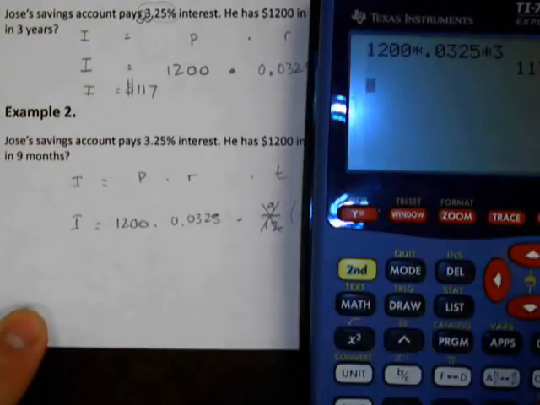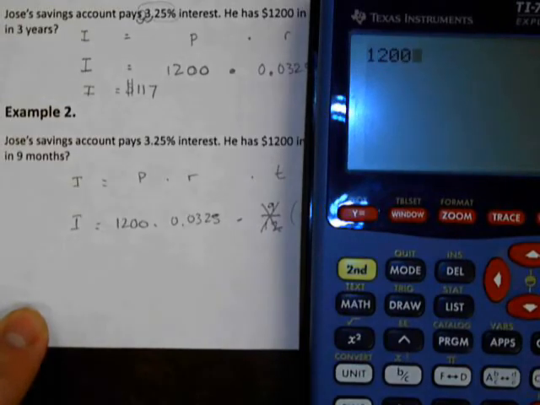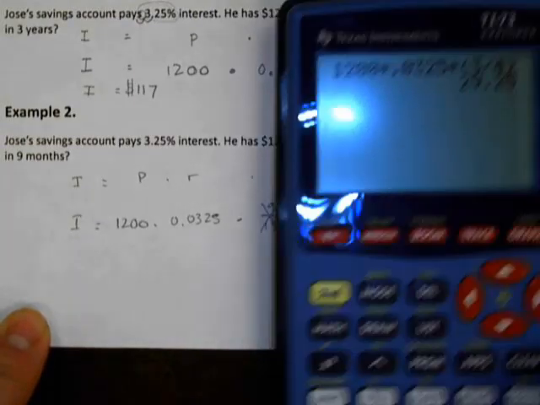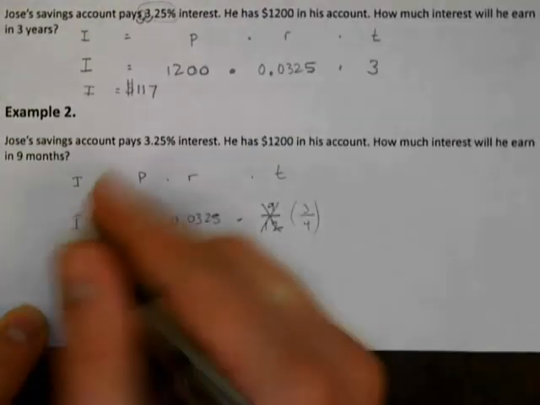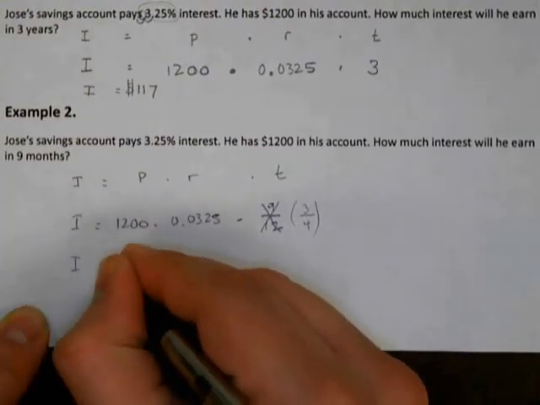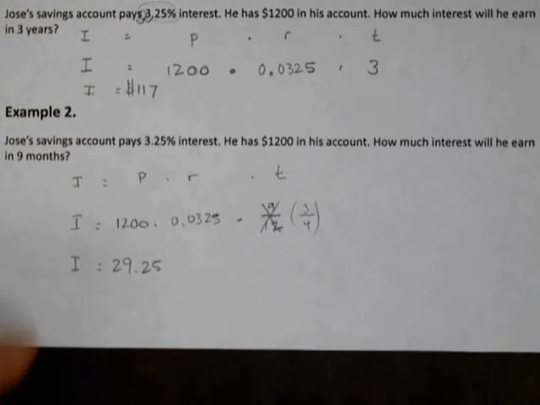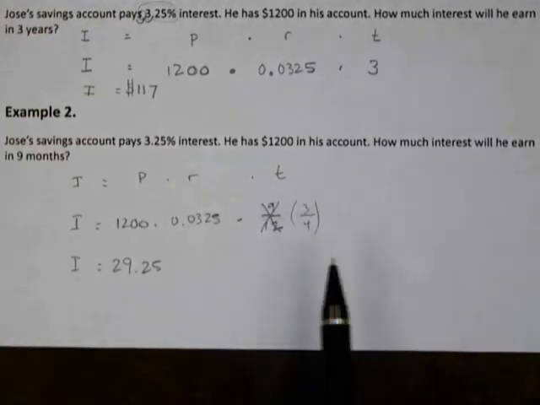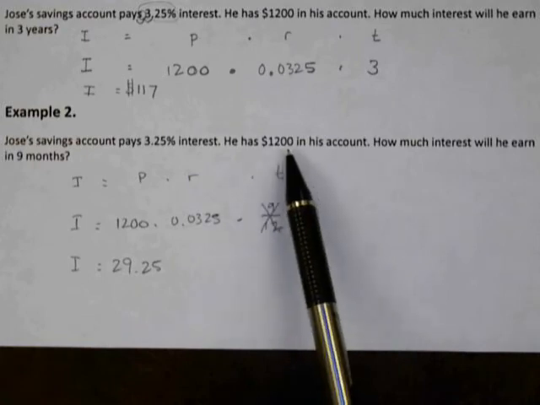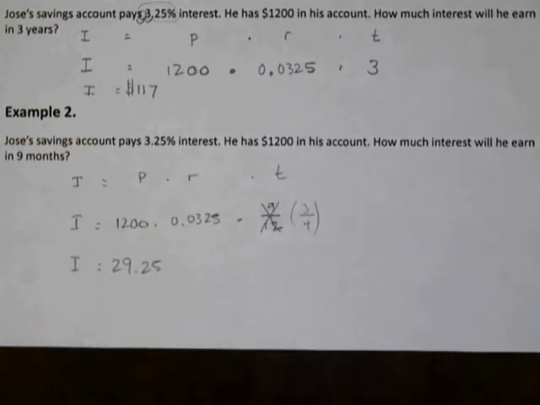Okay, so we get our friend here. We take 1,200, and we multiply that by 0.0325, and then multiply that by the fraction 3 divided by 4. Press enter, and we get 29.25. So again, if we stop and think about what that really means, it means that in 9 months, without touching his account at all, he put in $1,200 without touching it, in 9 months, he'll have made $29.25. And that is how you solve problems involving simple interest.